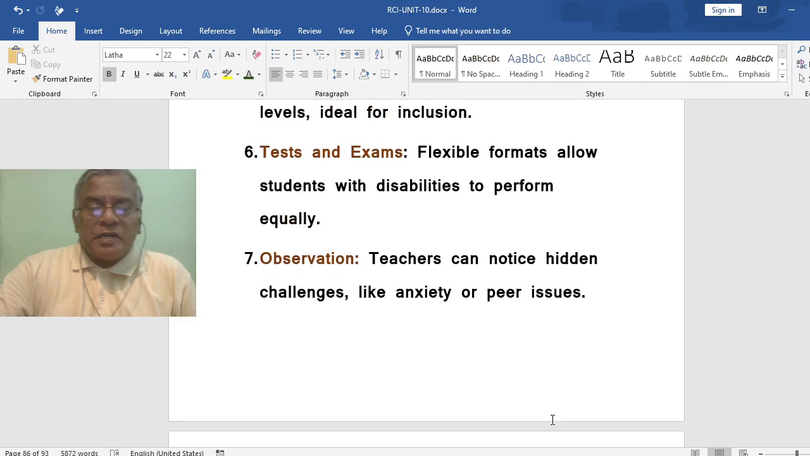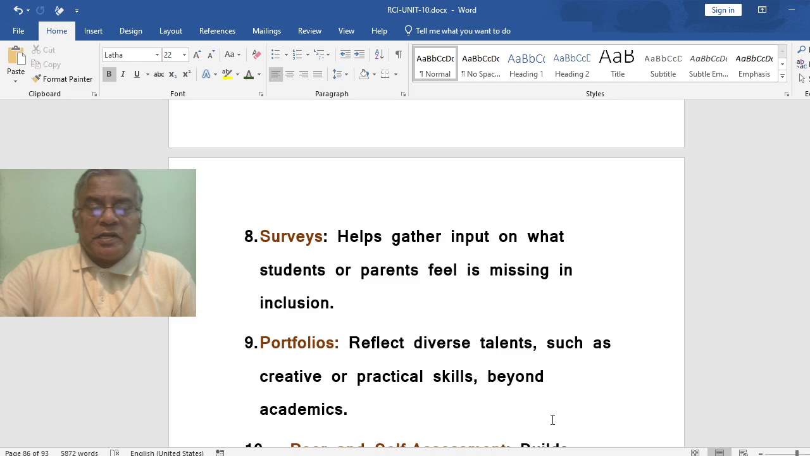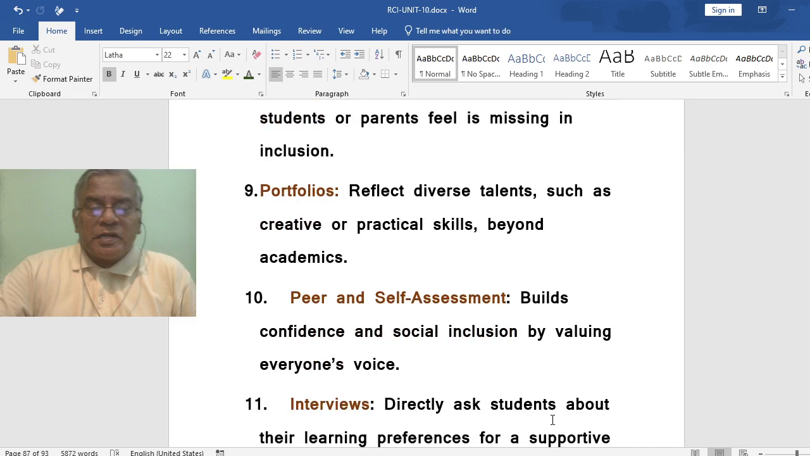Then observation. Teachers can notice hidden challenges like anxiety or peer issues from the companions or friends. Then surveys. It helps gather input on what students or parents feel is missing in inclusion. That is survey. Then portfolios, it reflects diverse talent such as creative or practical skills beyond academics.